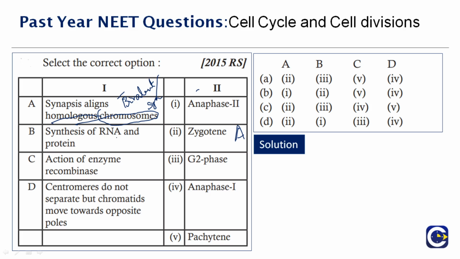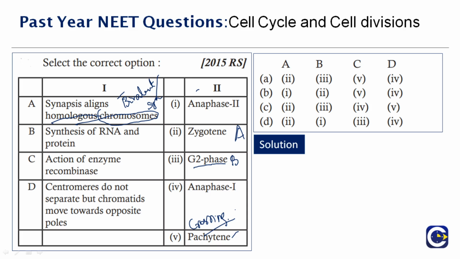Now next one, synthesis of RNA and protein. Synthesis of RNA and protein takes place in which phase? G2 phase. Therefore this is for B. Action of the enzyme recombinase. In which one will it take place? See, action of the enzyme recombinase is seen in pachytene. Okay, pachytene is where the crossing over is mediated. You need crossing over, right? So this crossing over will be mediated by the pachytene, that is action of the enzyme recombinase.